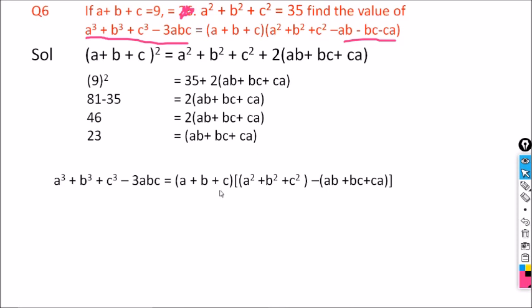This will substitute in the given problem, which is a cube plus b cube plus c cube minus 3abc. The first factor a plus b plus c is 9. a square plus b square plus c square is 35, and ab plus bc plus ca we have found to be 23 right now. Substituting the values, we get the answer 108.